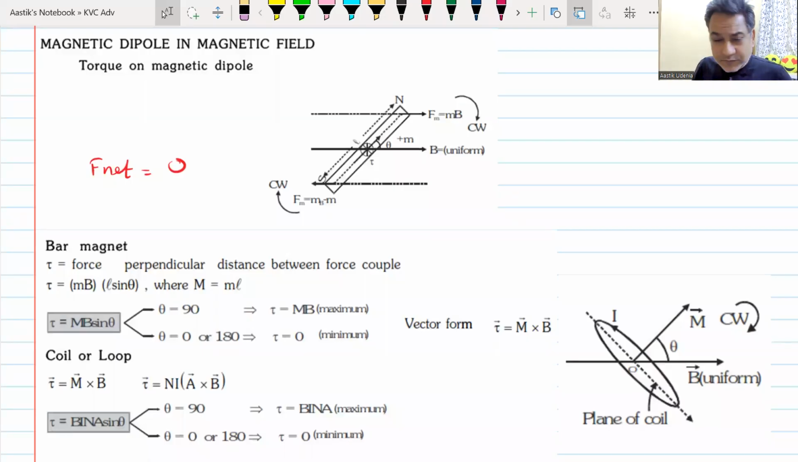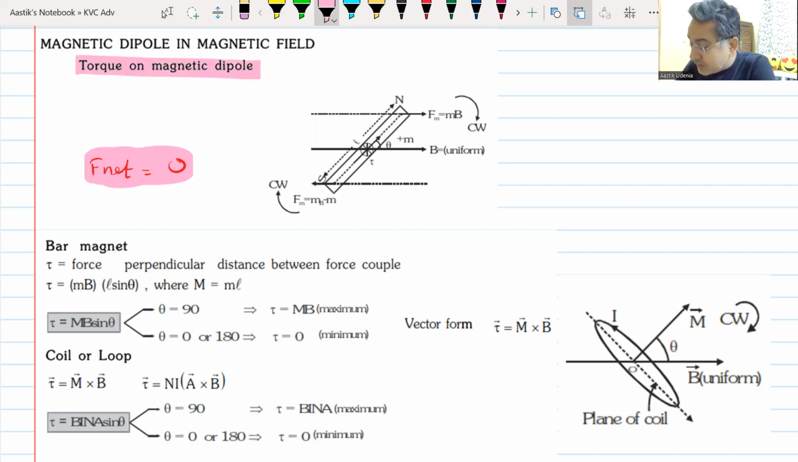Then we move to the last topic of this chapter, which is magnetic dipole in a magnetic field. We have seen that if you have a dipole placed in a uniform magnetic field, the net force acting on the dipole is 0. Yes or no? Yes, sir. But the net torque may not be 0. This dipole may be a magnet, or a current carrying loop.